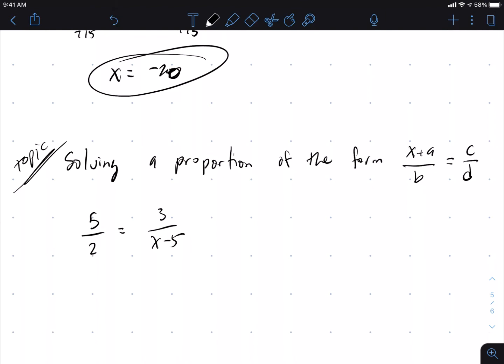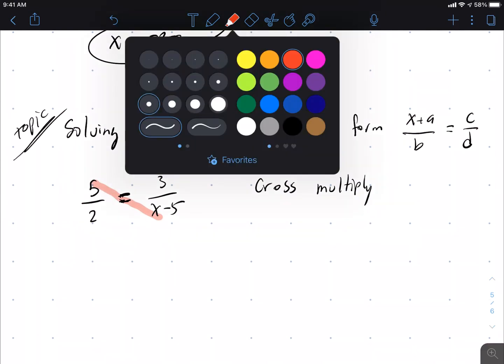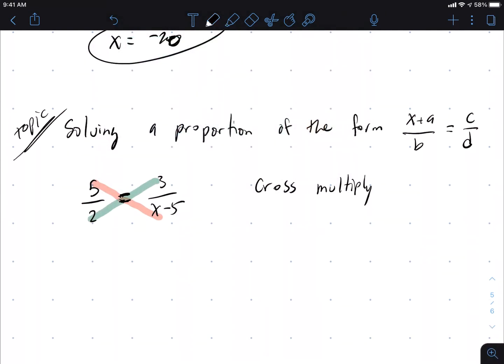This is starting to get a little bit tricky, right? So when we have proportions like this, in order to be able to solve them, we need to do a thing called cross multiplication. Okay? So we are going to cross multiply. That means these are going to multiply, and then these will multiply. So when I do that, I'm going to go 5 times the denominator, x minus 5, is equal to 2 times 3.